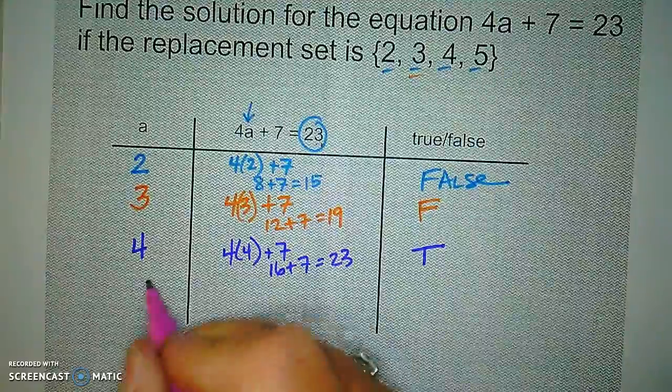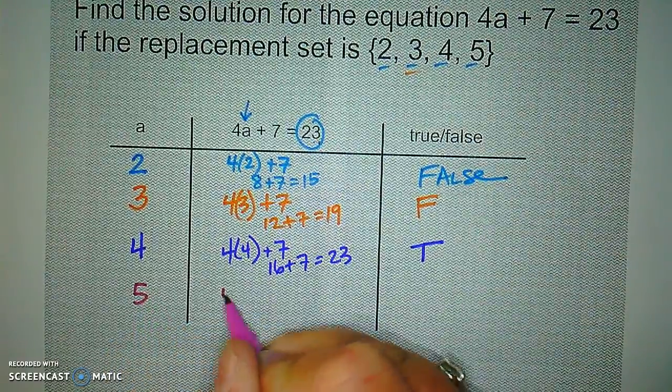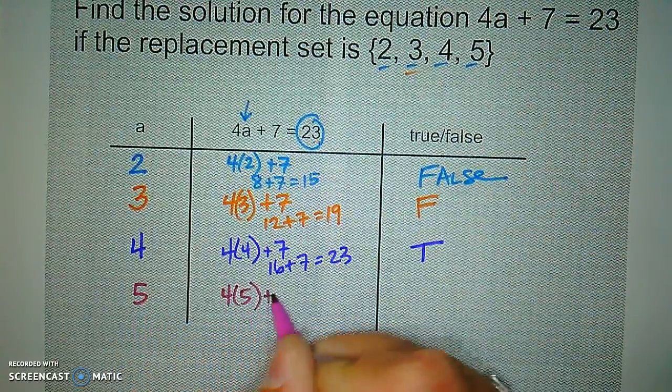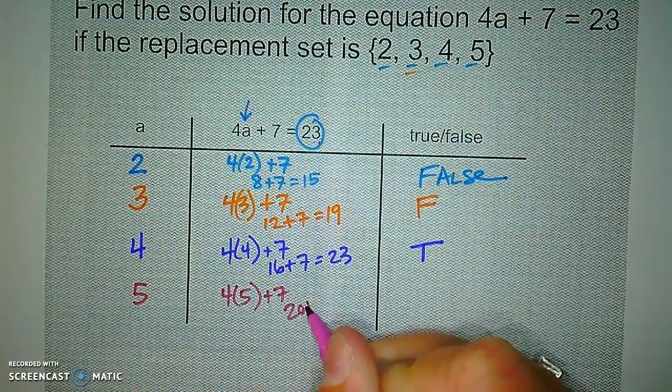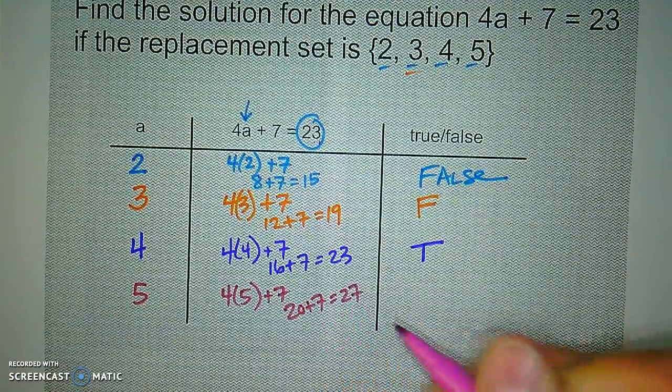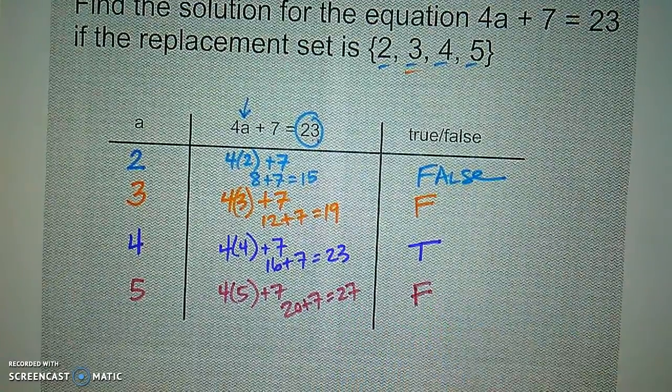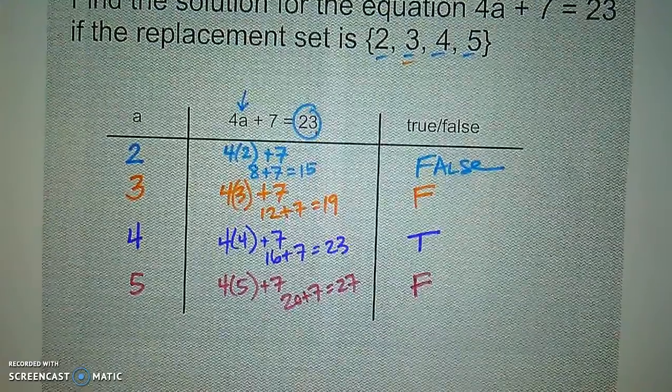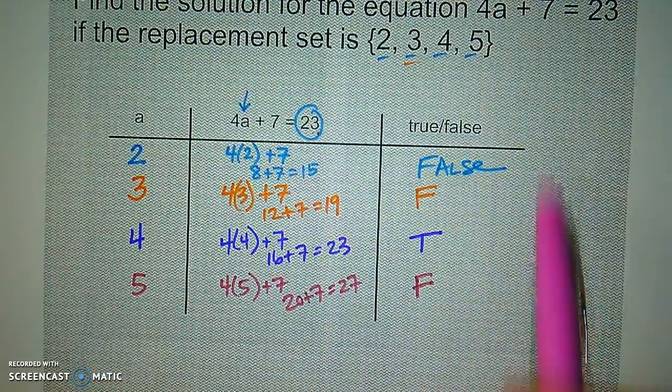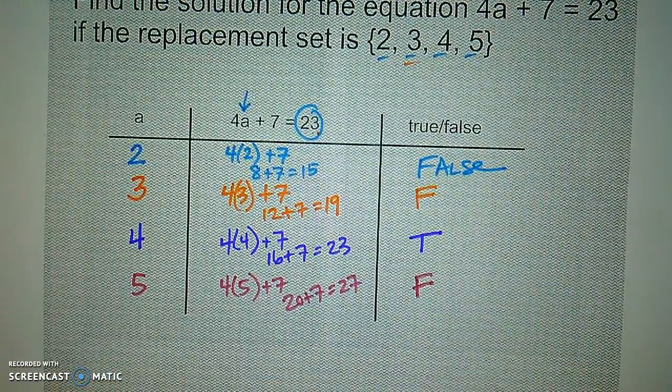So let's go ahead and try 5. 4 times 5 plus 7. 4 times 5 is 20. 20 plus 7 is 27. And no, that does not work. It is false. So your answer for these types of problems is your table, all organized with your work.